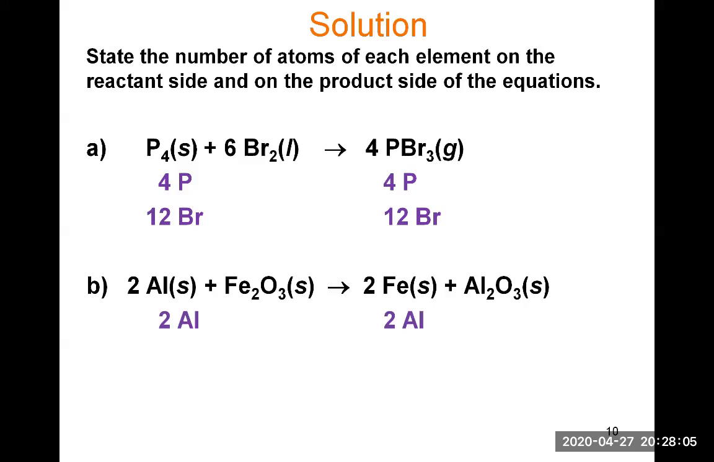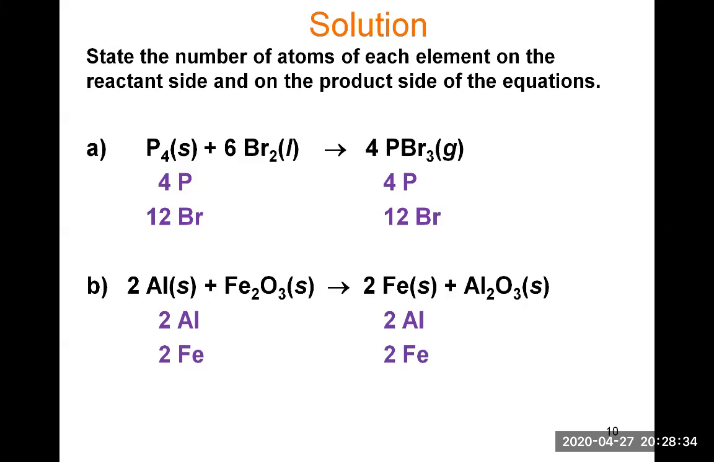Let's count iron. Fe is the symbol for iron. There is 1 molecule of Fe2O3, and that molecule has 2 irons in it. So that means 2 irons on the left. And on the right, we have 2 irons because the symbol Fe is by itself, and there is a 2 in front. So it's 2 atoms of Fe on the right.